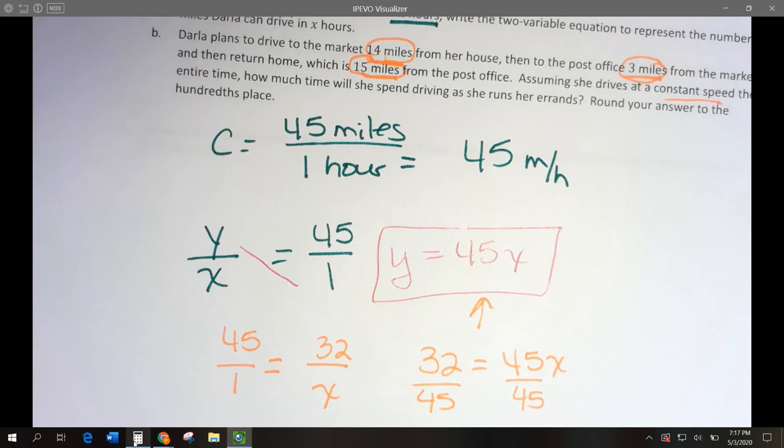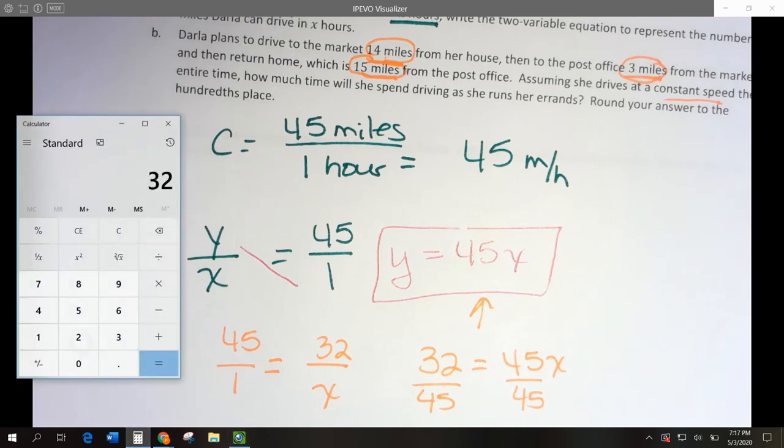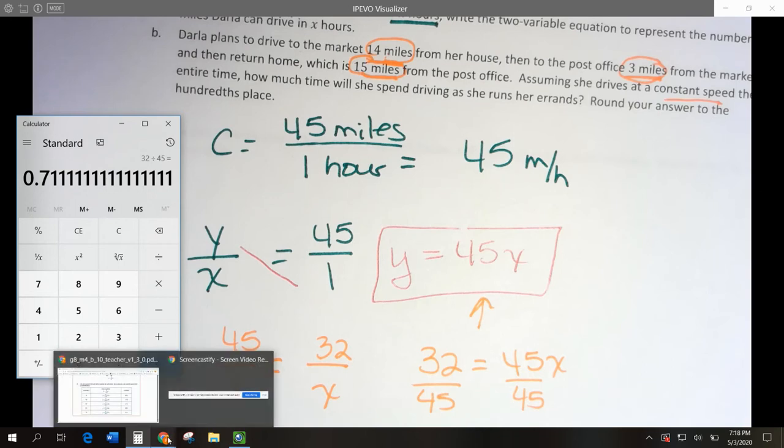If we want, we can go to our calculator. 32 divided by 45. 0.711, to the nearest thousandths. Our answer, I'm sorry, 0.711. And so how much time is it going to take her? 0.711 of an hour. So almost 3/4 of an hour.